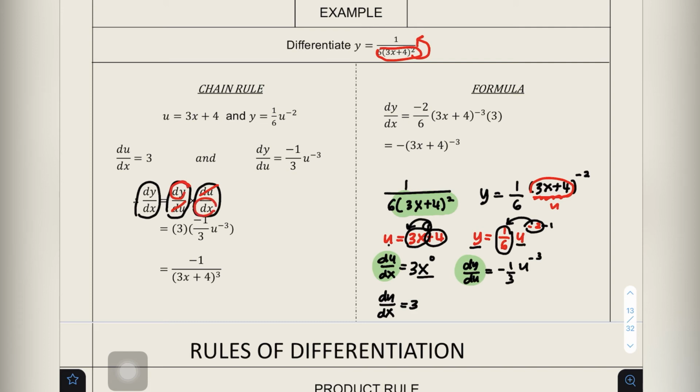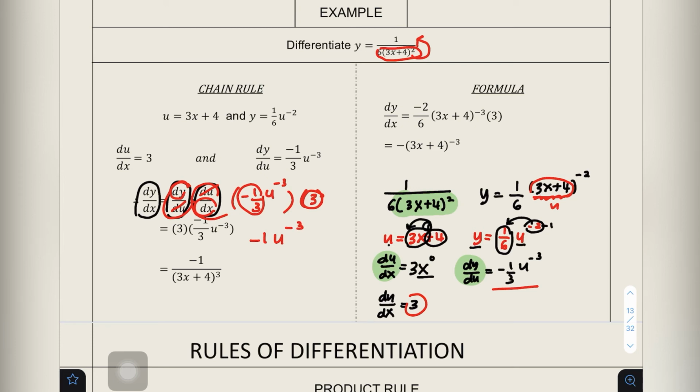So, your dy/du that you have here is negative 1 over 3 u to the power of negative 3. You need to multiply with your du/dx. du/dx is equal to 3. Okay, and then you can multiply. 3 multiplied by negative 1 over 3, you will get negative 1 u to the power of negative 3.